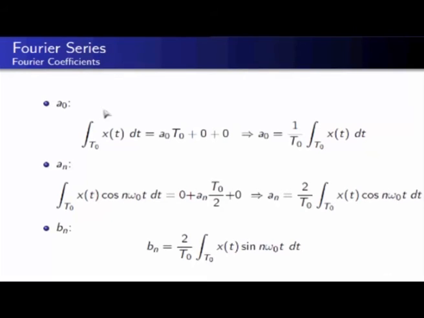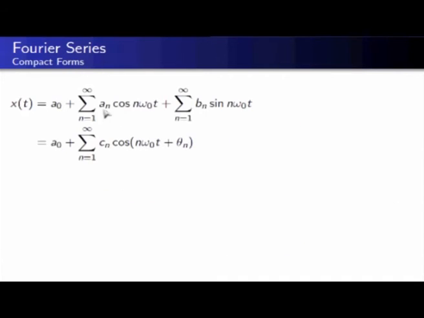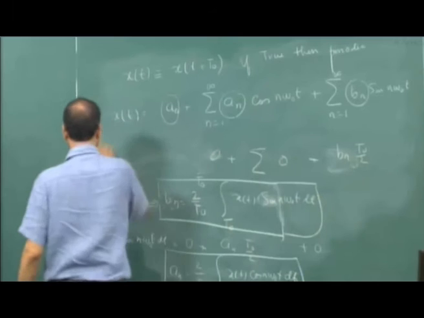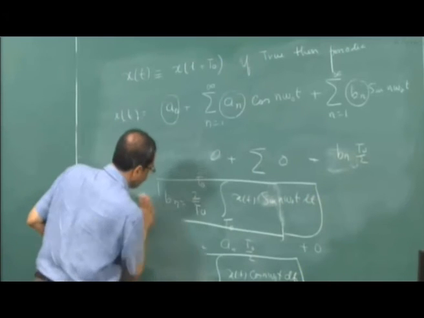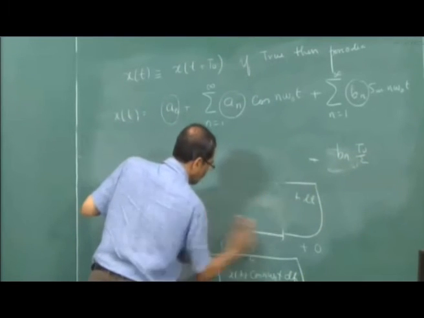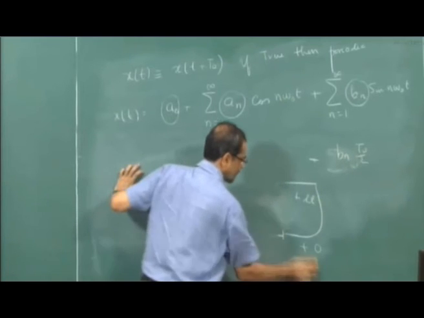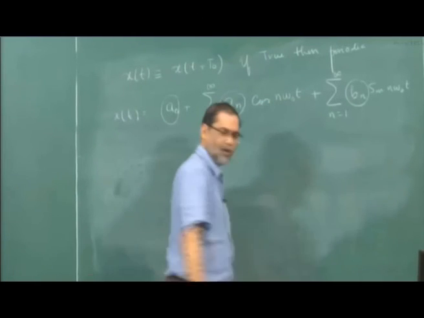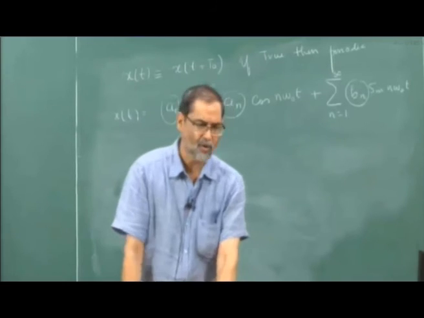So those properties are enough to find the values of a naught, an and bn, is what Fourier said. Okay, and some more manipulations are possible. I will just describe two manipulations of the basic result that Fourier suggested. I don't know whether Fourier himself did this or not.